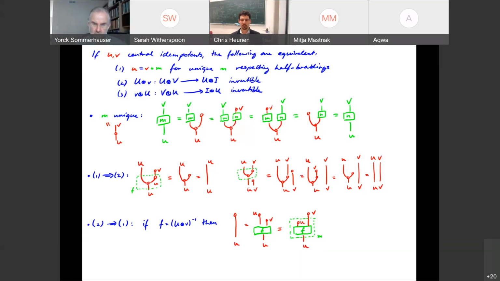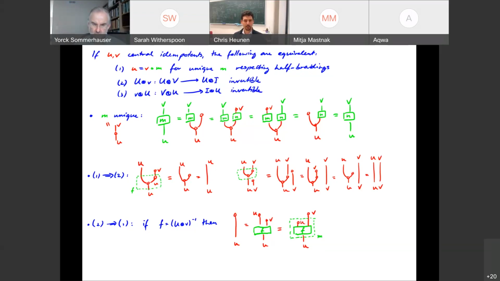And then I can play the same game in reverse. I can say first M and then forgetting about V is the same as forgetting about U straight away. And then copying U and then forgetting about one copy is the same as doing nothing. So the whole thing is the same as just N. So if there are two morphisms such that U factors through V through these two morphisms, then they have to be the same after all. In other words, U factors uniquely through V if it does so.